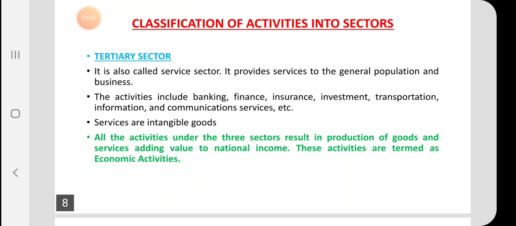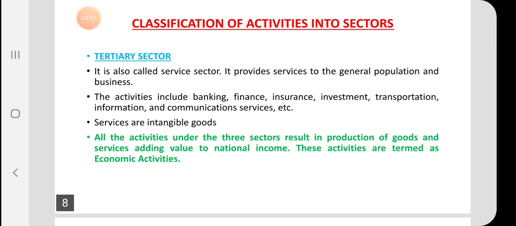So services are known as intangible goods. So what are intangible goods? Intangible goods are those goods which we cannot see or touch. And there are tangible goods. What are tangible goods? Tangible goods are those goods which we can touch, which we can see. For example, a mobile phone is a tangible good. Service of a doctor is an intangible good.